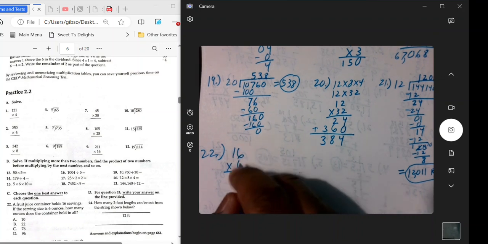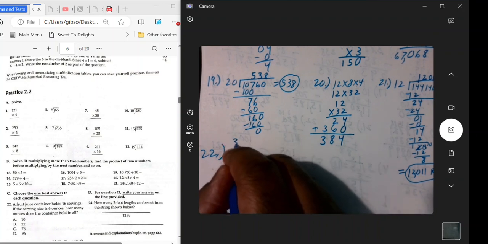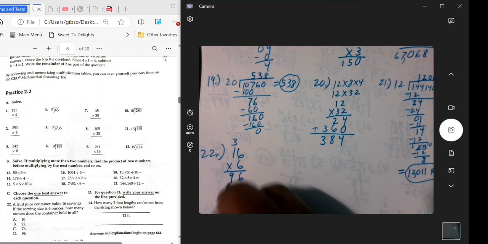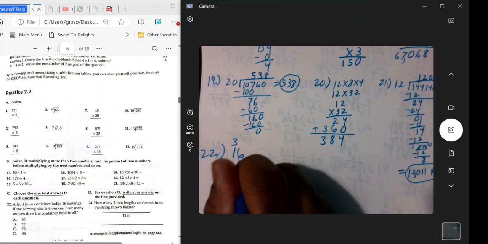So we have 6 times 6 is 36. Bring down a 6, carry our 3. 6 times 1 is 6 plus 3 is 9. So it's 96, which is D.